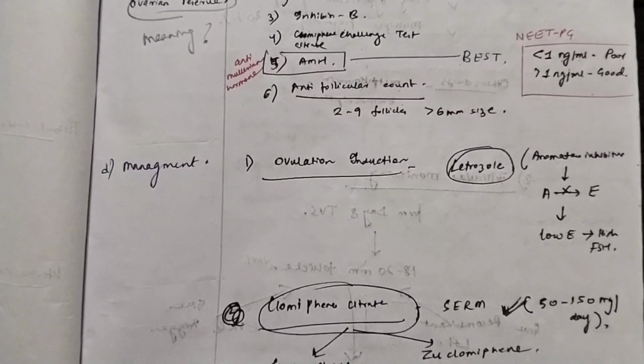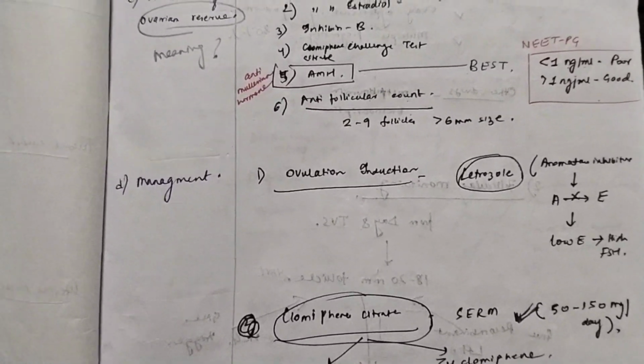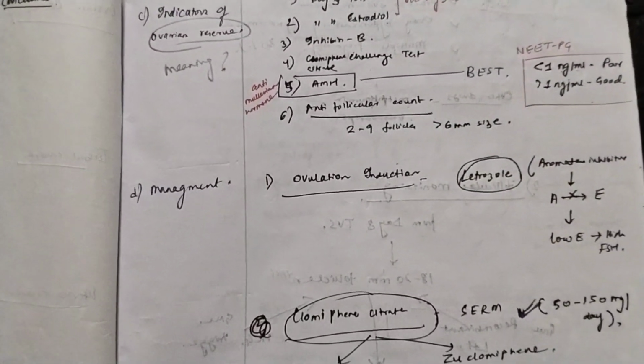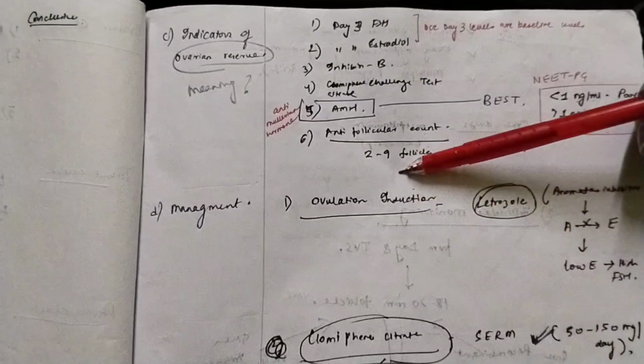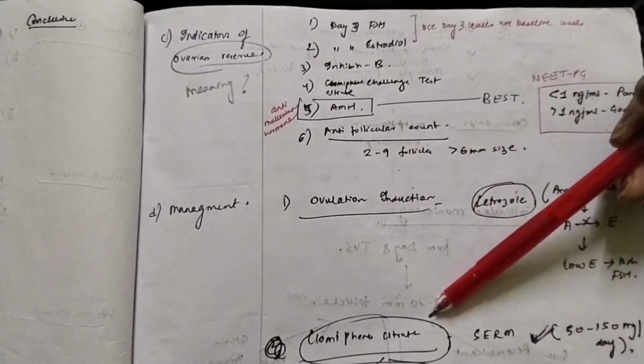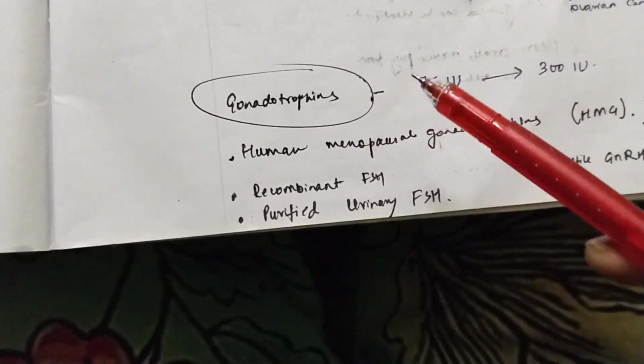Now, last topic that we will discuss in this video is, consider that if a woman has an ovarian problem. So how will you correct that to correct the infertility? So basically you can do ovulation induction, and this is achieved by letrozole, and this is achieved by clomiphene citrate. And the third thing is gonadotropins.